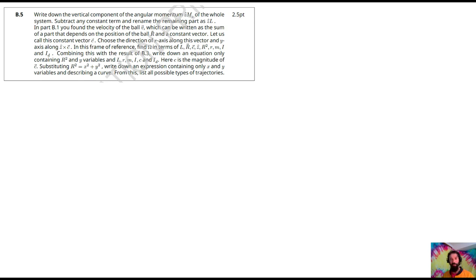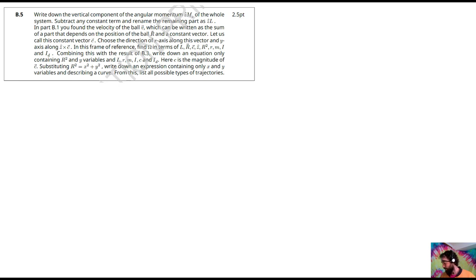Okay, so part B5 is quite a long question with quite a few subparts. I've got it up on the screen here. What I want to do is just break this down and do it part by part. So the first bit they want us to do is find the angular momentum for the system, and they want us to find the part of the angular momentum that can change over time, so ignore any kind of constant components. So let's start by doing that.